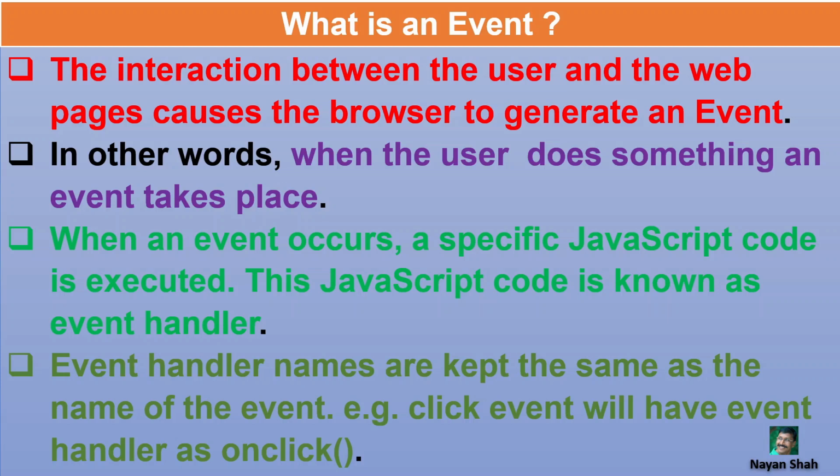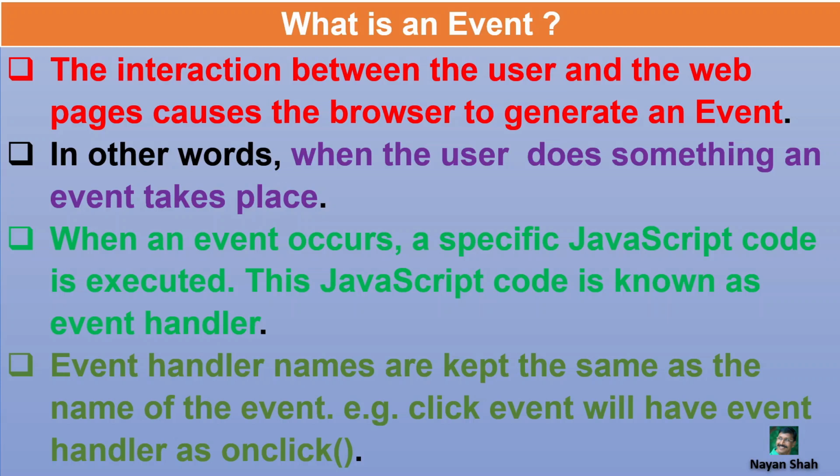So an event handler in JavaScript is nothing but a special code which is executed when that particular event occurs, and that code is called an event handler. Event handler names are kept the same as the name of the event. For example, the click event will have the event handler as onclick. The only thing is we put "on" before the event name.